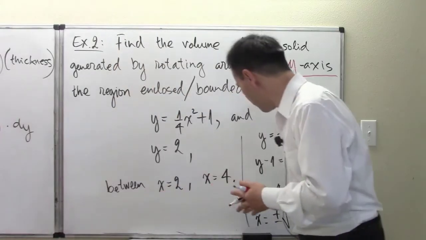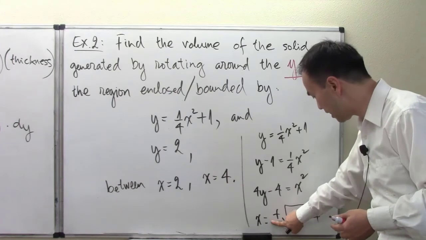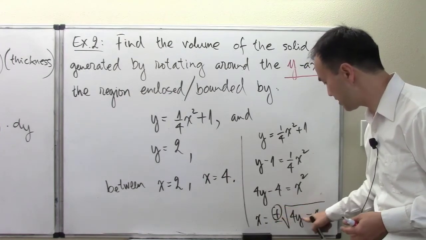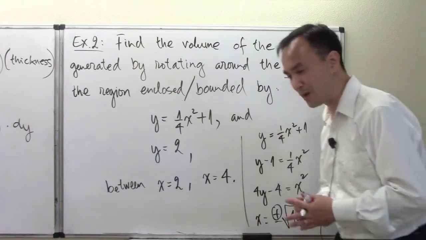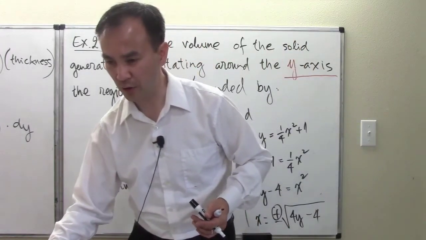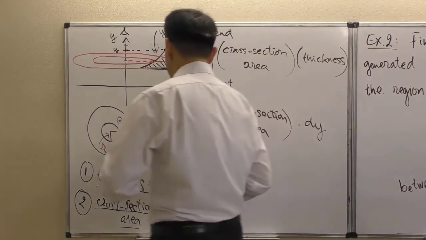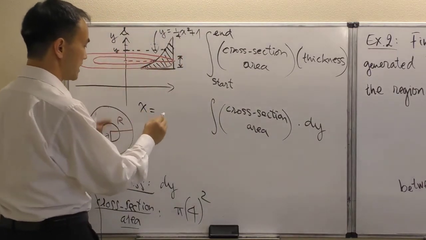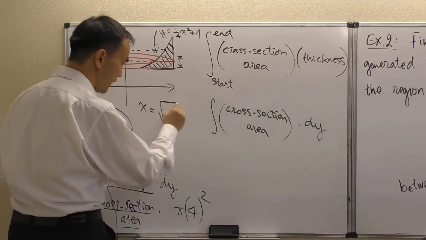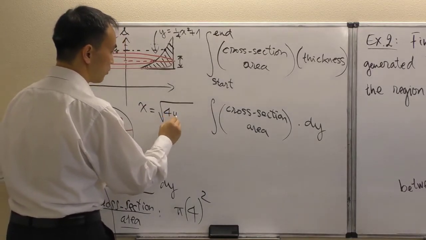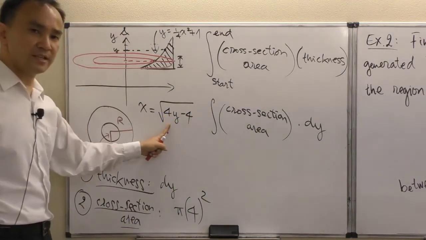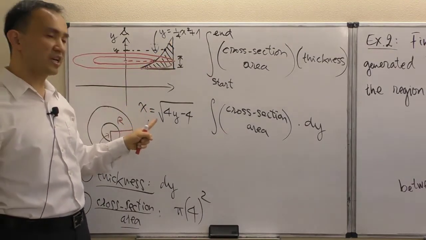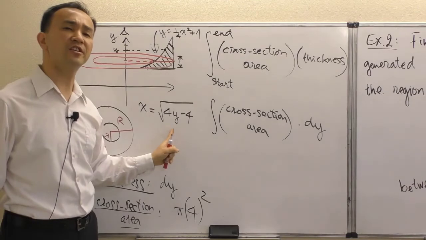That means we are going to choose x equals positive square root of 4y minus 4. This is the choice that we're going for. So now we have decided our curve here should be expressed as x equals positive square root of 4y minus 4. But now at least we have successfully turned our curve into an expression in terms of y, as a function in terms of y.